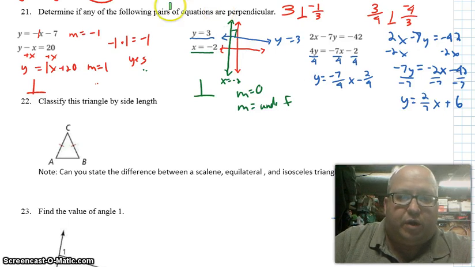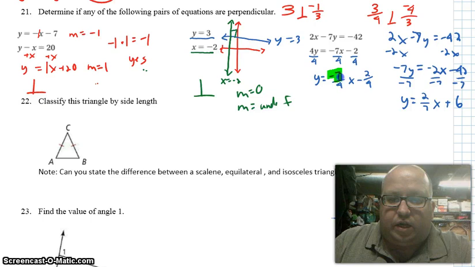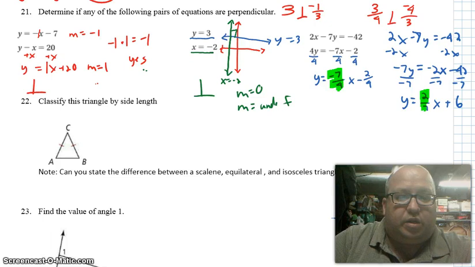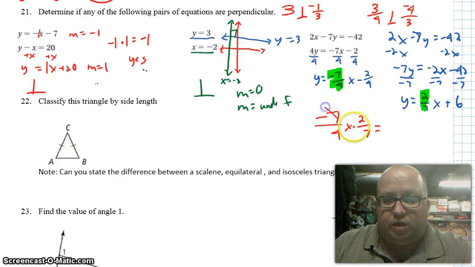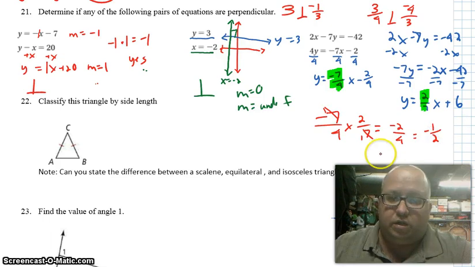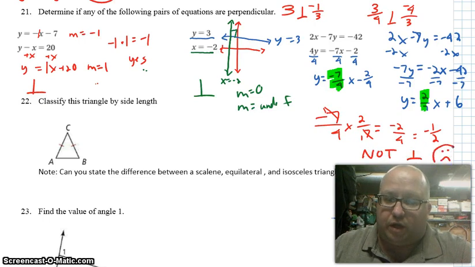So the two things we're comparing are negative 7/4 and 2/7. And clearly one is not the other flipped over, but just to be sure, I will multiply them and see if they end up being negative 1. 7 and 7 will cancel, and we'll have 1s there. Negative 1 times 2 is negative 2. 4 times 1 is 4. And we have negative 1/2, which is not negative 1. So these are not perpendicular, making math guy sad.